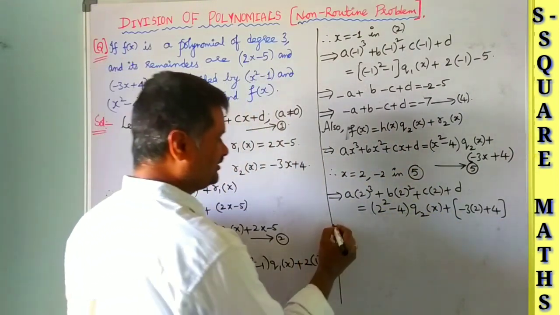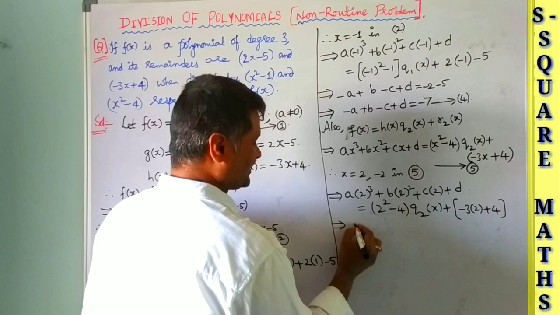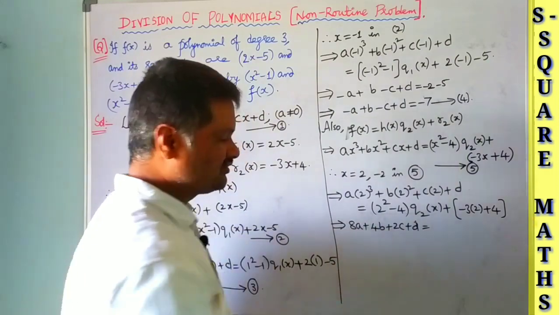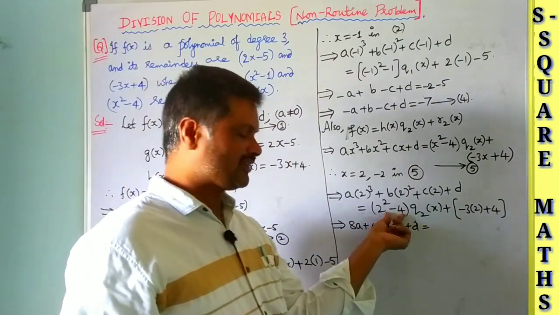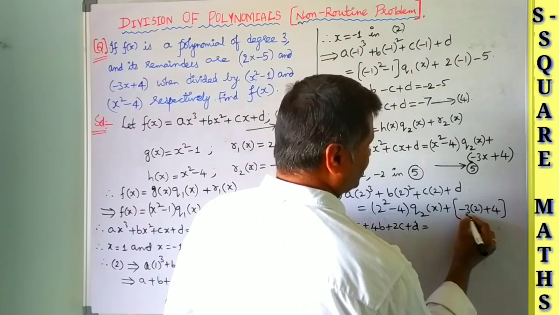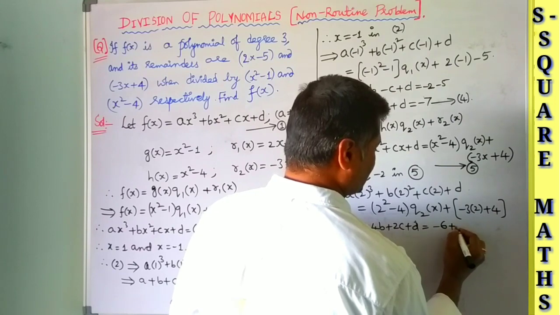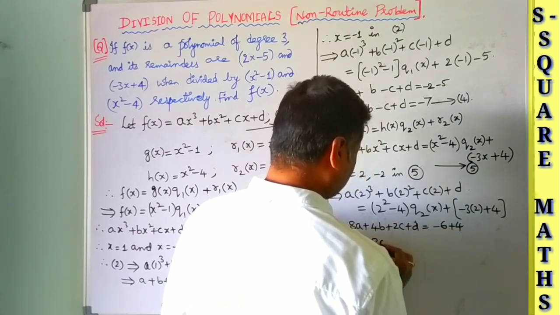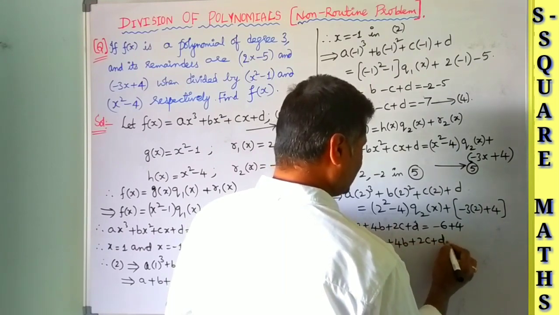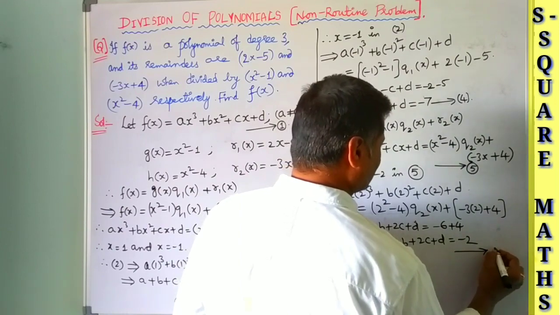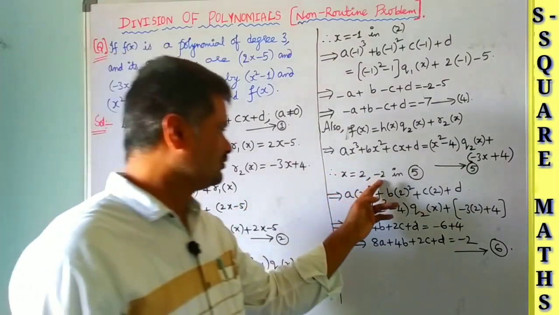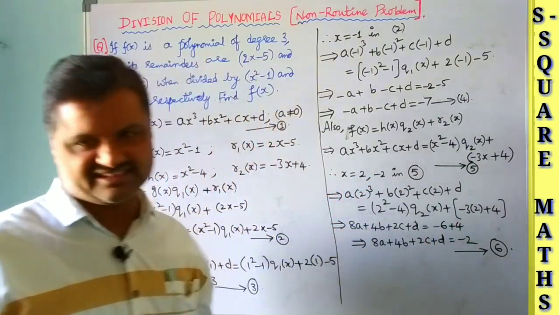So finally I can write now 2 cube is 8. So 8a plus 4b plus 2c plus d. It becomes anyhow 0 because 2 square is 4, 4 minus 4 is 0, 0 into q2 of x is 0 plus, here again I can write minus 6 plus 4. So this implies 8a plus 4b plus 2c plus d is equal to minus 2. So mark as equation number 6. So by taking x is equal to 2, here we got the sixth equation.